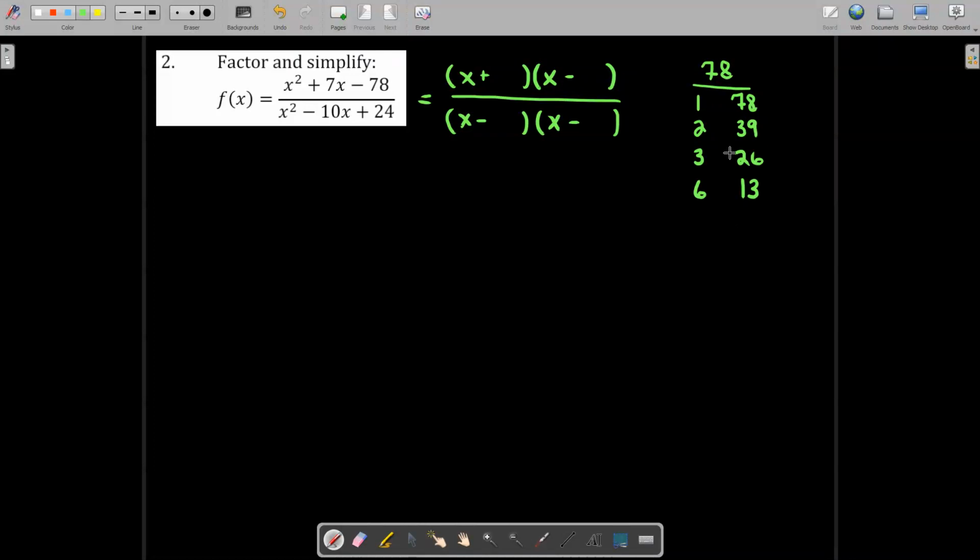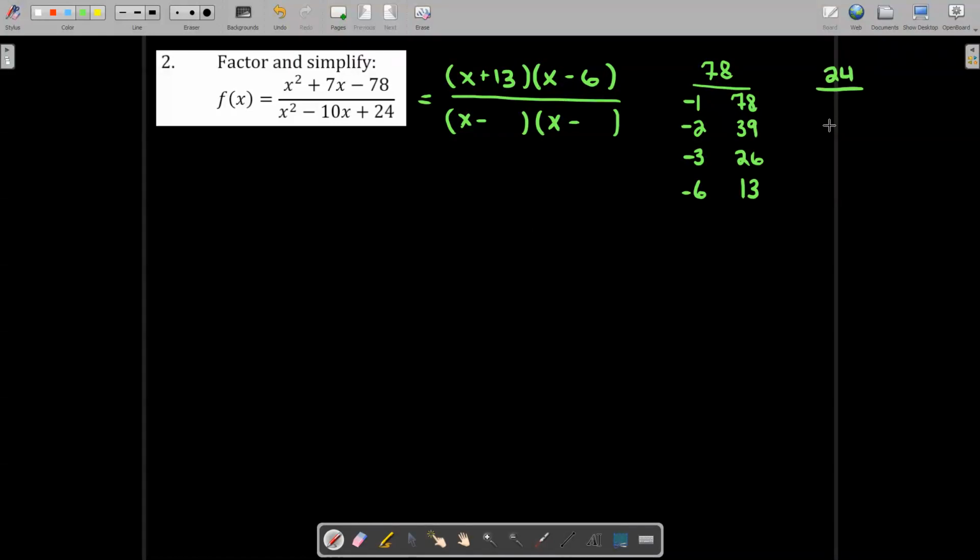And since I know the larger one can be positive, the smaller one has to be negative. And I look and see which of these adds up to positive 7, and that's going to be negative 6 and positive 13. So I put the negative 6 here, I put the positive 13 here, and then I move on to the bottom. Okay, 24.